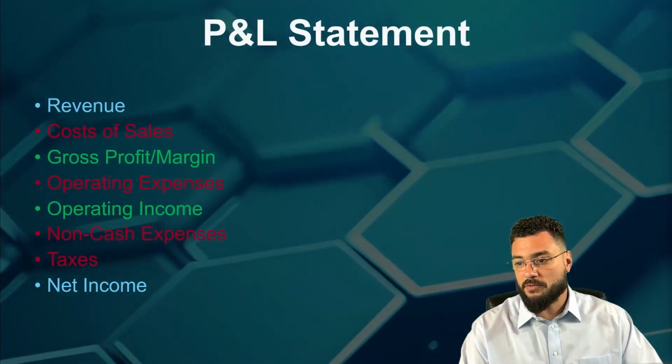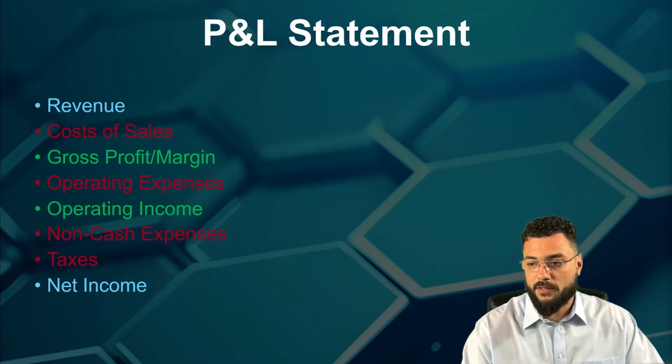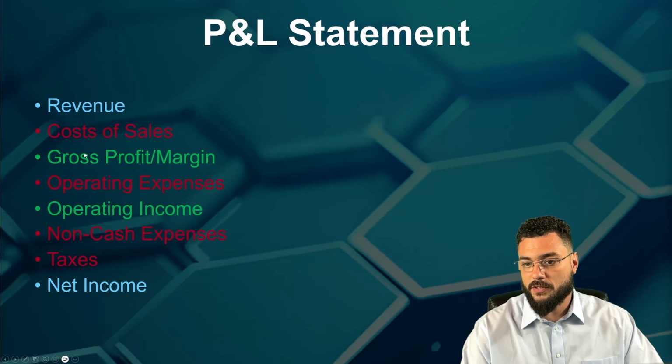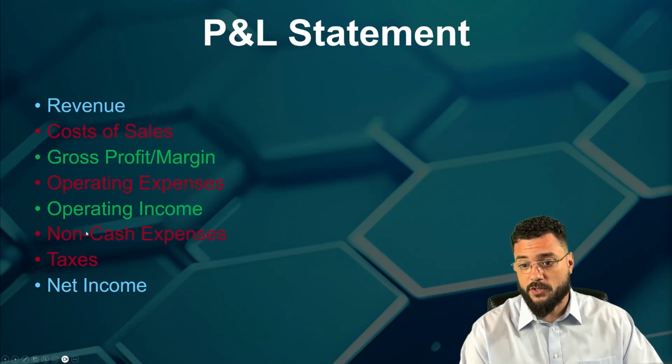What we're mostly going to be focused on today is the P&L statement. As you can see, revenues less cost of sales gives you your gross margin, less operating expenses gives you your operating income, which is EBITDA, less non-cash expenses, amortization and depreciation, less taxes gives you your net income.